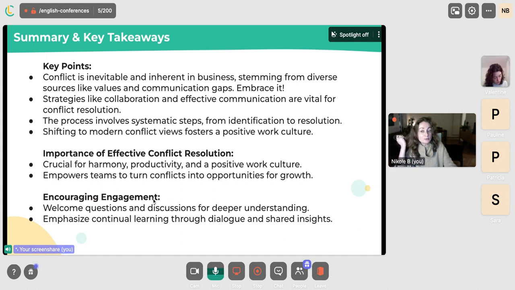And what you want to do is welcome questions and discussions between your teams for a deeper understanding of the processes and how you can do things better going forward. And you want to emphasize continual learning through dialogue and shared insights. Sorry, I was a little fast at the end because I noticed we went a little over time.